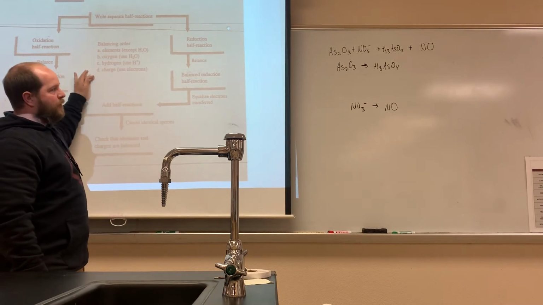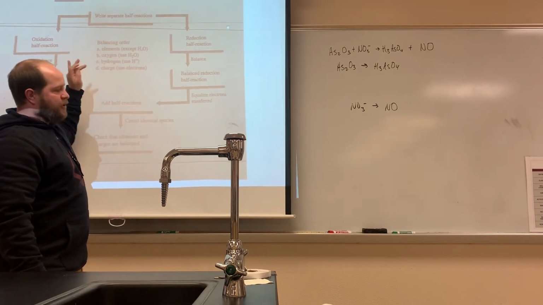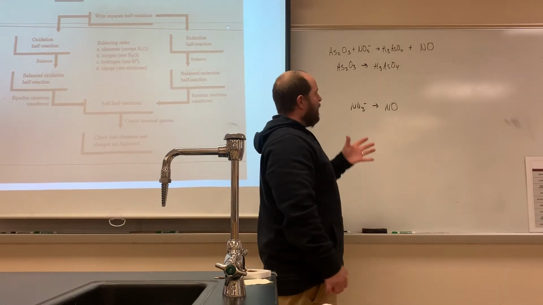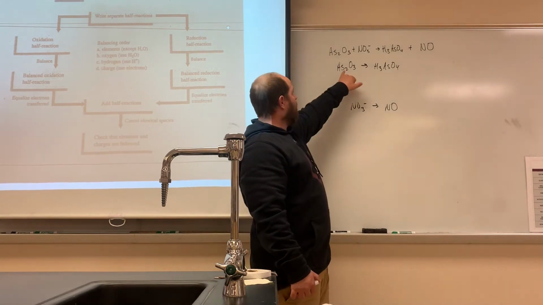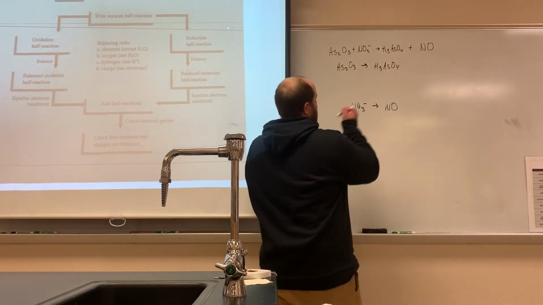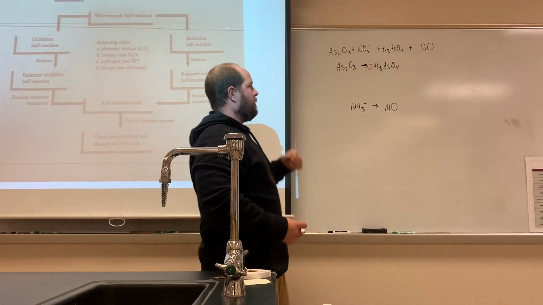The next step is we're going to balance each half reaction. Here's the balancing order. Balance elements, and then take care of oxygens, hydrogens, and charge. So over here, the first one, I'm going to balance the elements first. This one actually applies because you got 2 arsenics here and only 1. So I'm going to start by putting a 2 in front, and that's going to balance out the elements.